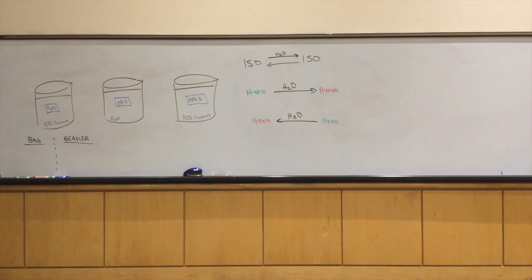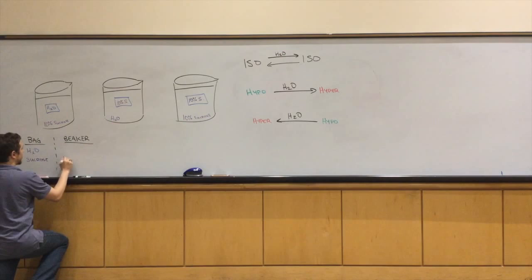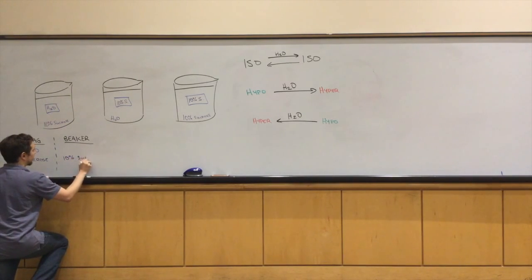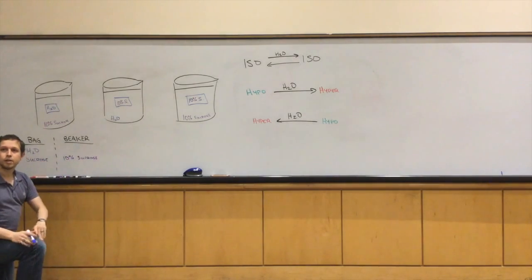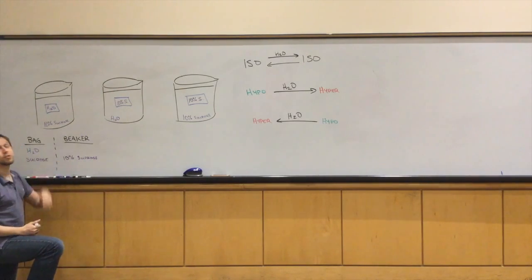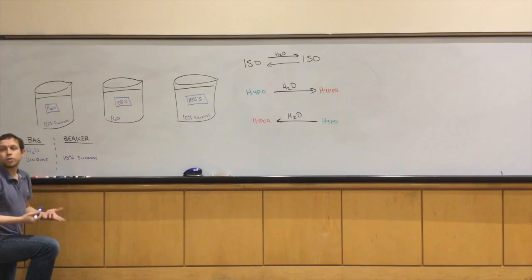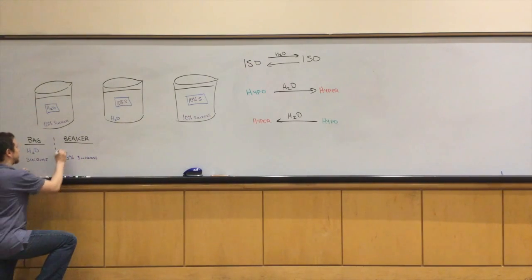Okay? So, in the bag we have water, and in theory, we may or may not have sucrose. We'll talk about that in a second. And then here in the beaker, we have 10% sucrose. Now, this is a 10% sucrose solution. So I have a very fundamental question for you. If 10% of the solution is sucrose, what is the rest of it? Water. So what percentage of this solution is water? 90%.